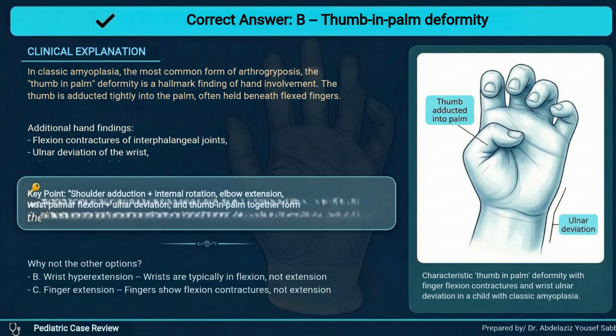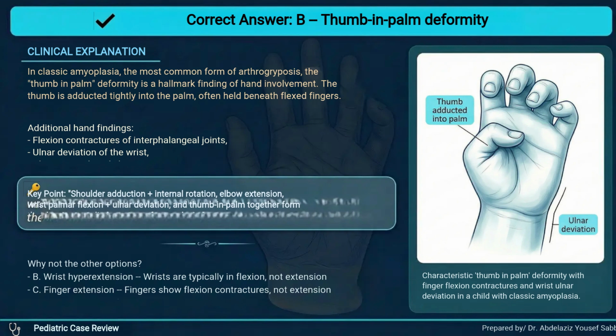The correct answer is option B, thumb and palm deformity. In classic amyoplasia, the most common form of arthrogryposis, the thumb and palm deformity is a hallmark finding of hand involvement. The thumb is adducted tightly into the palm, often held beneath flexed fingers. Additional hand findings include flexion contractures of interphalangeal joints, ulnar deviation of the wrist, and absent or reduced skin creases.